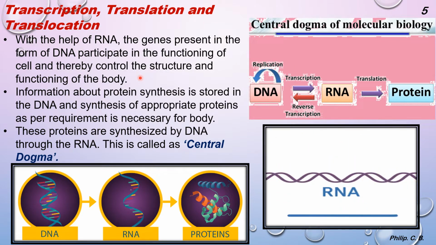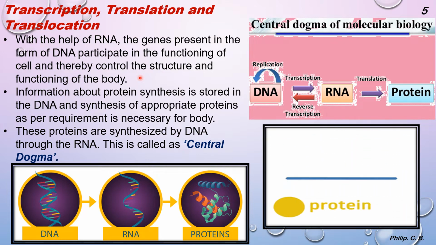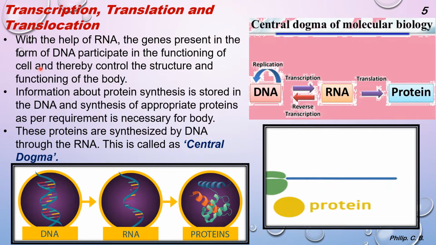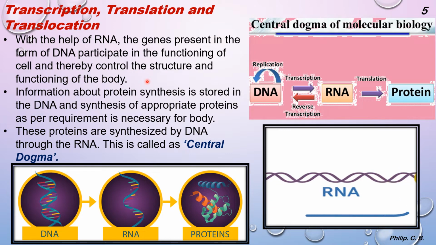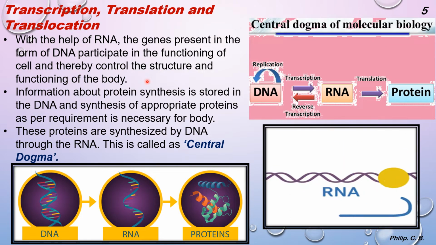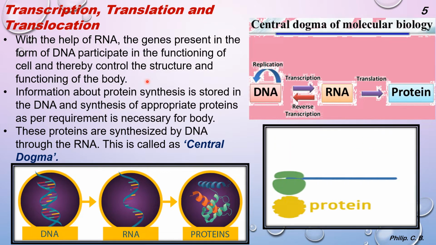Now students, all the parts of the chapter I put into points so it becomes easier for you to learn. So with the help of RNA, the genes present in the form of DNA participate in the functioning of the cell and thereby control the structure and functioning of the body. So the genes which are present in the form of DNA are the ones which help in carrying out all the functions of the cell and also designing and controlling the structure and functioning of the body.